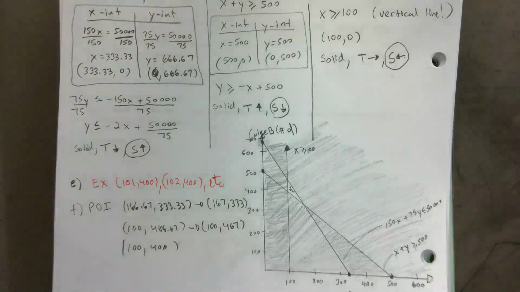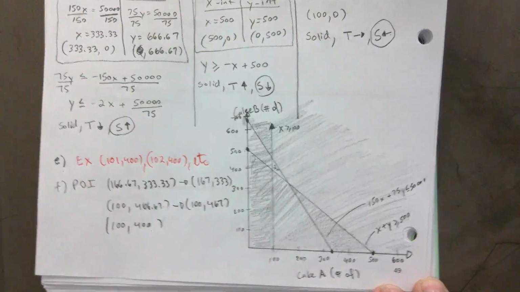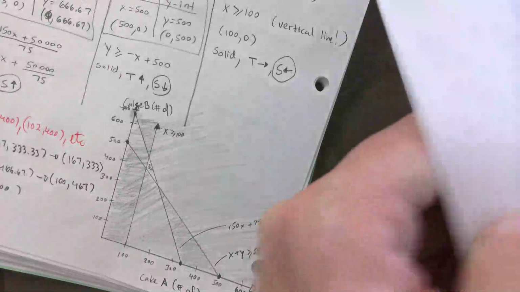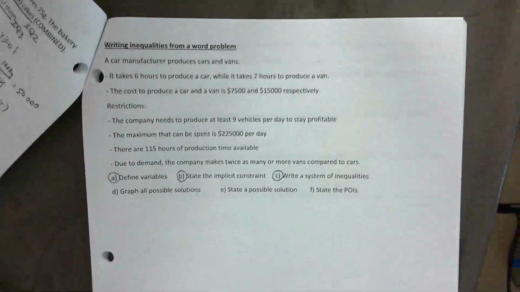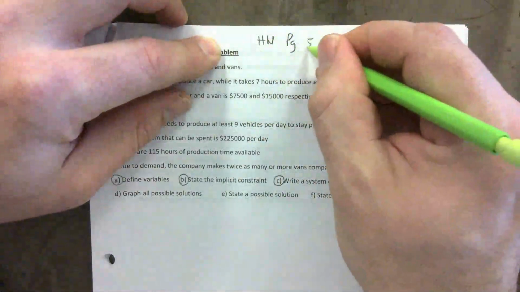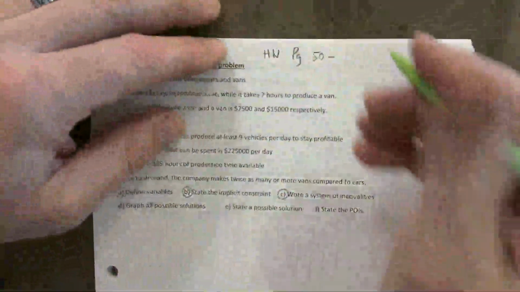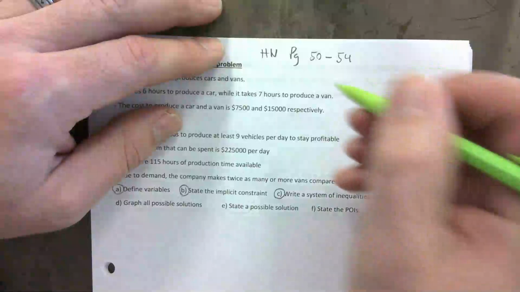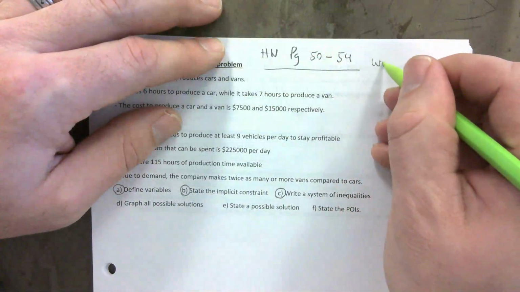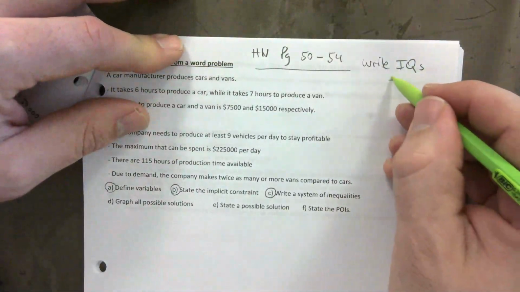This is going to be your homework. So I hope this made sense. I want you to break this down into two components, right? So this is your homework. Page 50 all the way to 54. And you're probably saying that's outrageous, right? I want you to write the inequalities first. Write the inequalities, then graph.